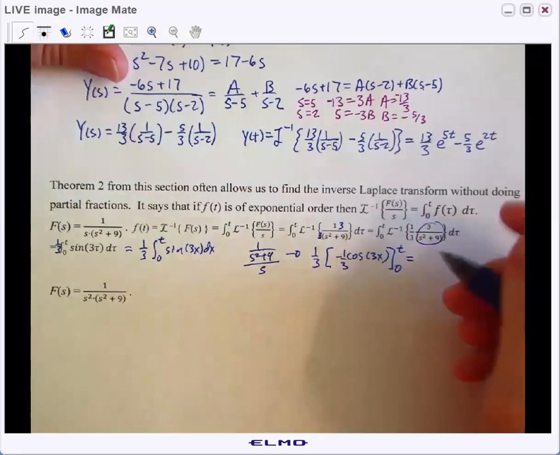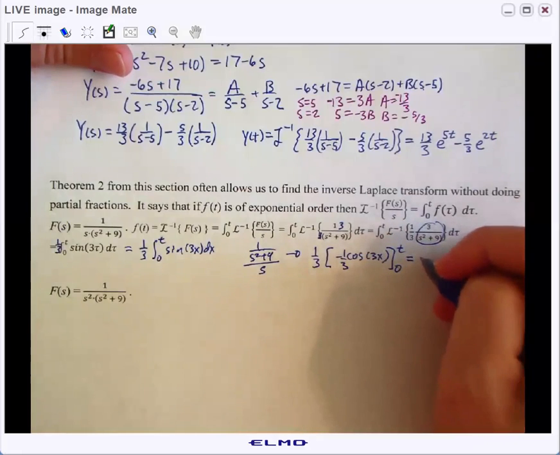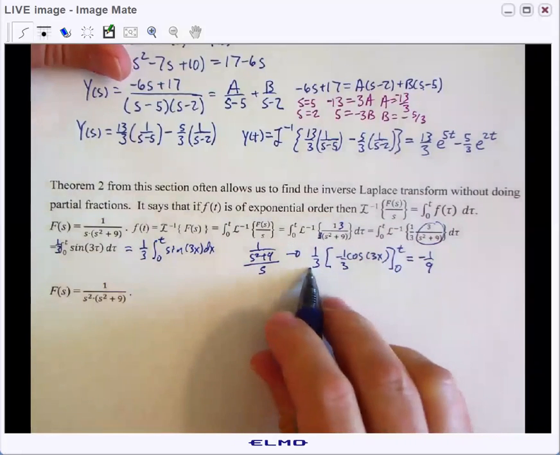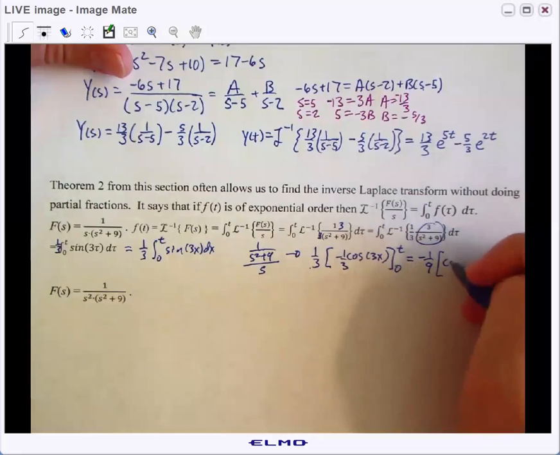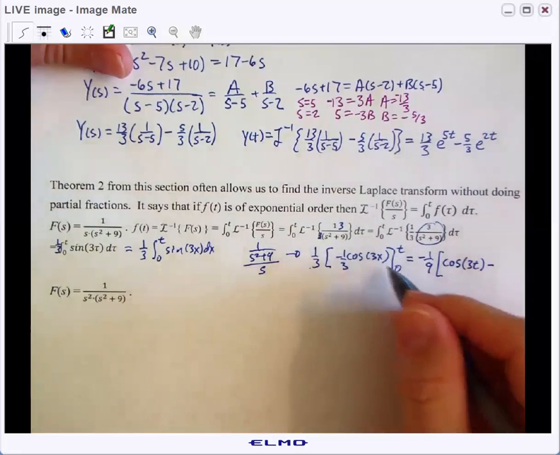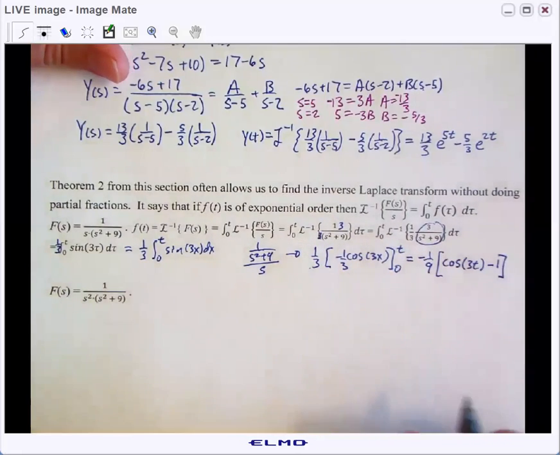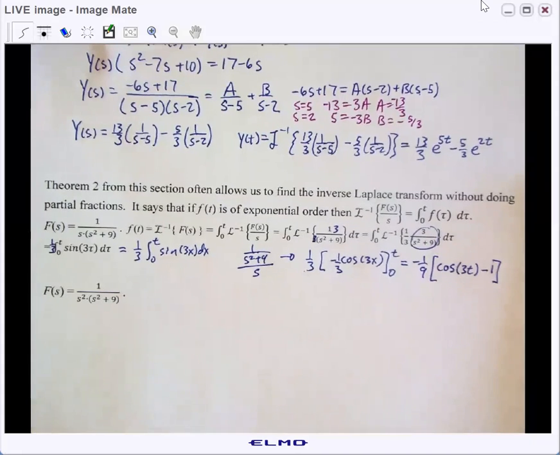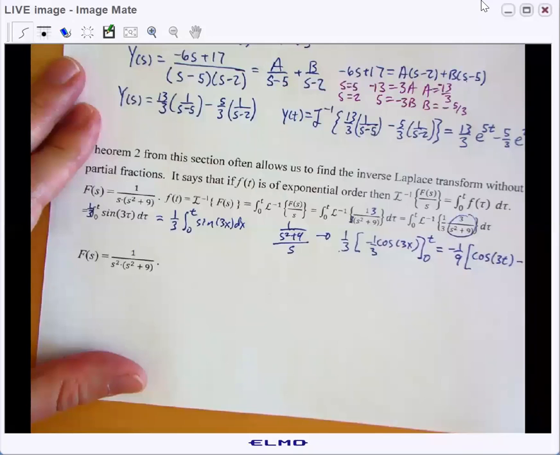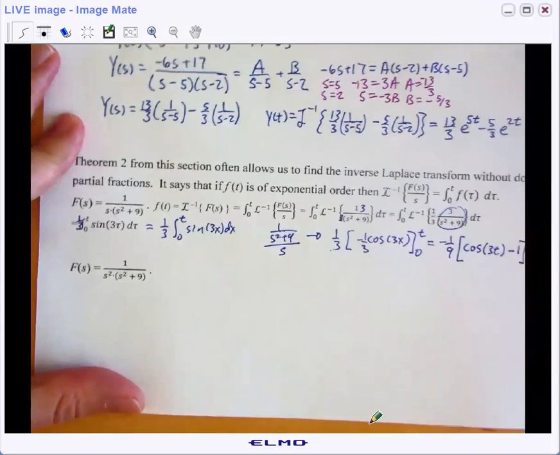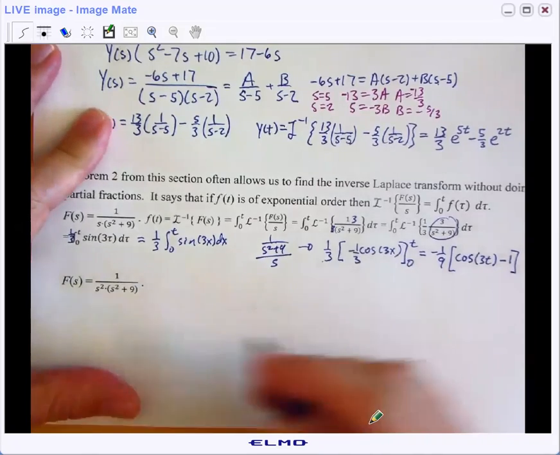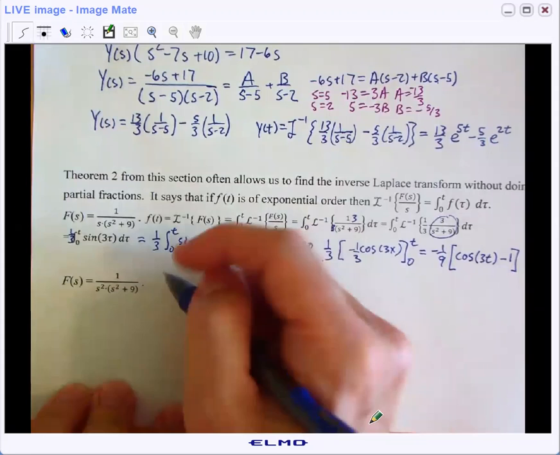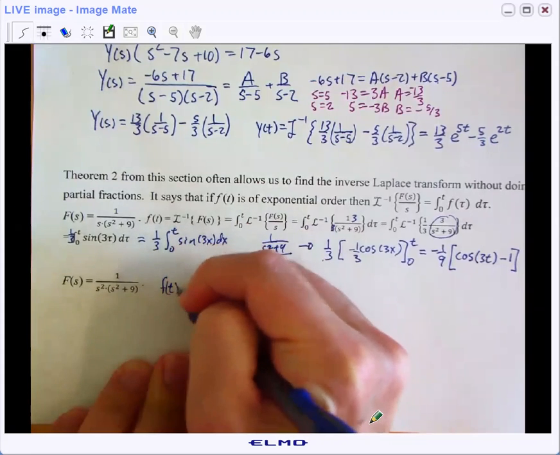And if we do that, let's see, I'll pull the negative 1/3 out here with this guy, call it negative 1/9 cosine of 3t minus, when I stick a 0 in, I get 1. And so our function should be this guy right here. And we can finish this guy up. Oh, I bumped the paper here. So we notice that this guy, f of s, we could then find out what his inverse Laplace transform is.